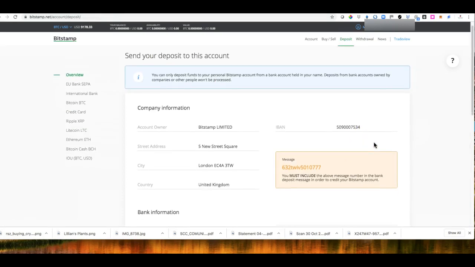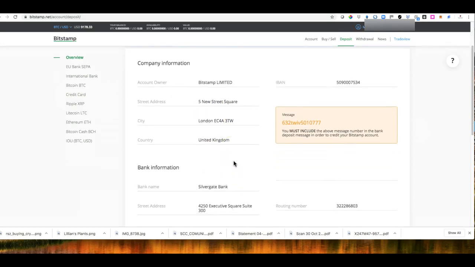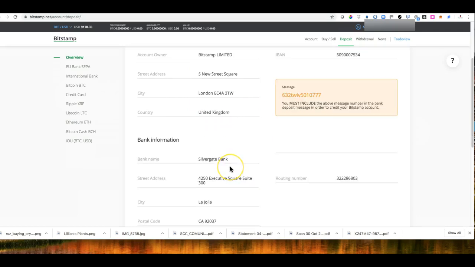Once I click deposit, you can only deposit funds to your personal Bitstamp account from a bank account held in your name. So it is very important that the bank account you're sending money from has the same name as the name you have registered on Bitstamp. Otherwise, your payment will be refused. Then they give you the account address. This company is actually based in the UK, so pretty good.